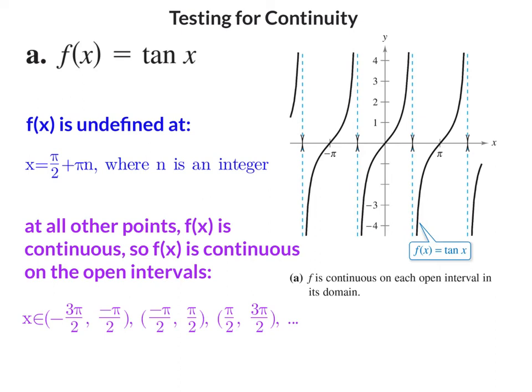So now let's look at a couple examples where we take a function and test for continuity. Let's first take a function we're probably familiar with, and that is tan of x. Something to know about the graph of tangent is that it's undefined at pi over 2 and every pi multiple of that afterwards. So we express it like this.